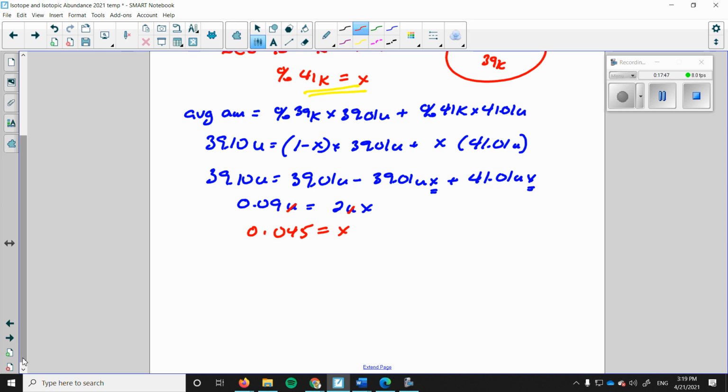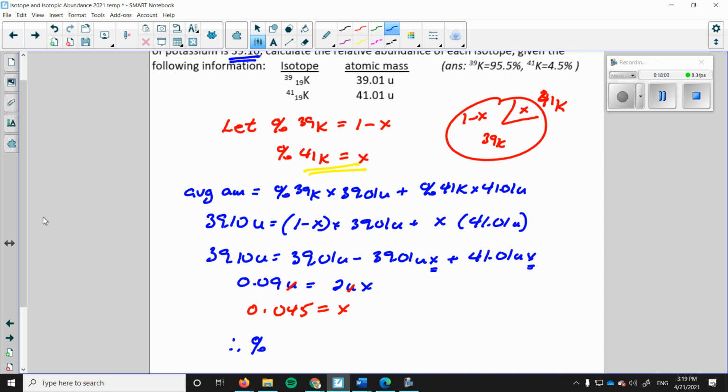Now, this is my decimal percentage. So to get the actual percentage, we multiply by 100%. So therefore, the percentage, remember what X was. X was equal to the percentage of potassium 41. So the percentage of potassium 41 is equal to 4.5%. But wait a second, how about the percentage of potassium 39?